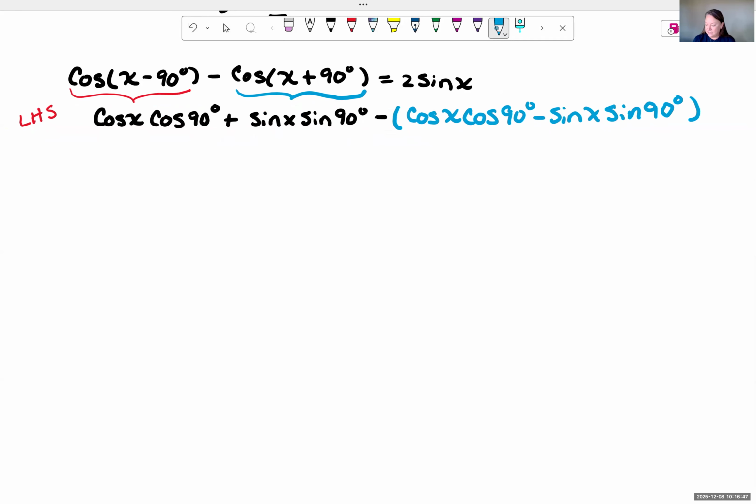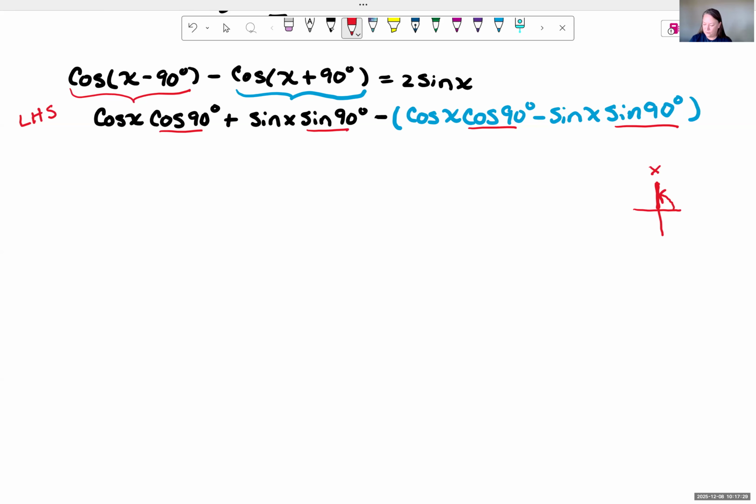Okay, so I noticed that I can evaluate cosine of 90 degrees and sine of 90 degrees. If you're looking at the unit circle, 90 degrees is getting us up to the positive y-axis. So remember on the unit circle, your x values are cosine of that angle and your y values are sine of that angle. Well, when I'm at the positive y-axis, my x value is 0, and my y value here is going to be 1.